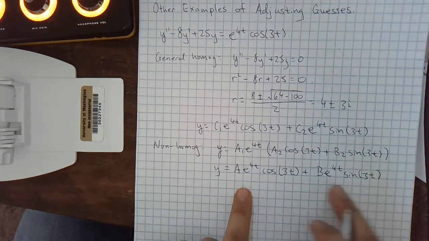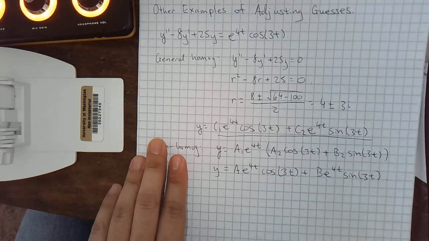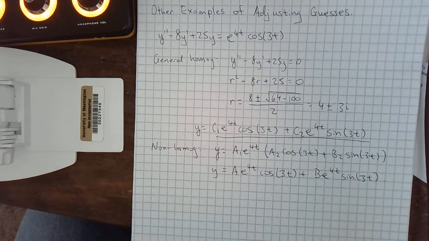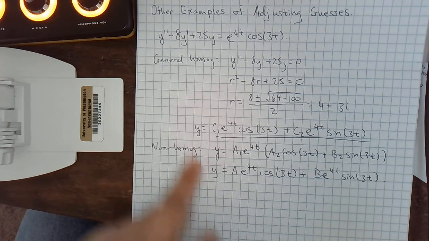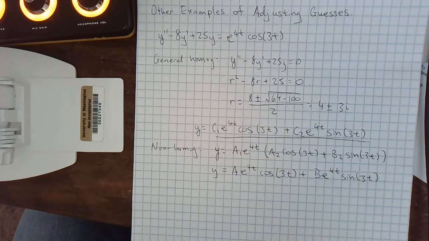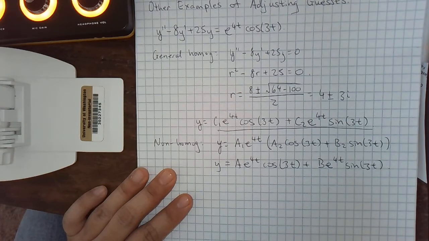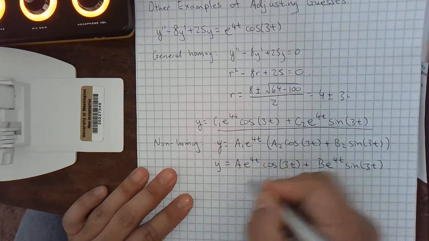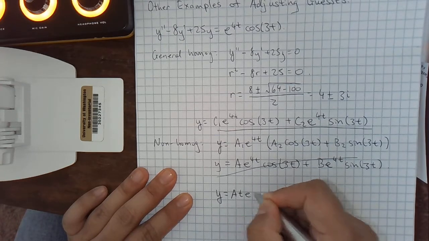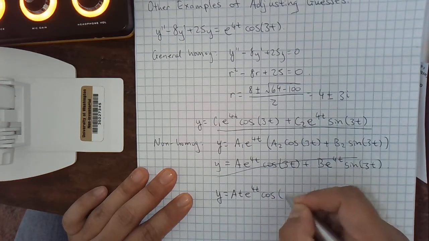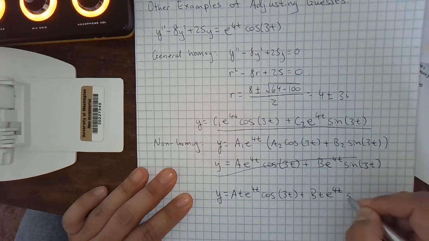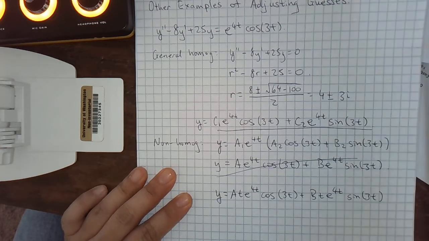And now the problem is that these are both solutions to the homogeneous differential equation. So what's going to happen is what happened a couple videos ago. If you try to plug this into the differential equation, everything would cancel out and we would get 0. We could never get e to the 4t cosine of 3t. So we fix our guess by multiplying through by a t. So this is a bad guess. We actually do a t e to the 4t cosine 3t plus b t e to the 4t sine of 3t. That's the good guess.